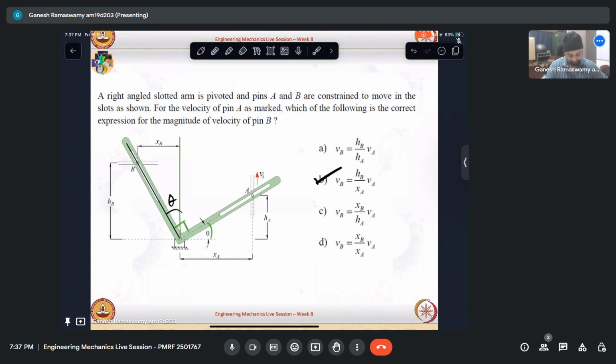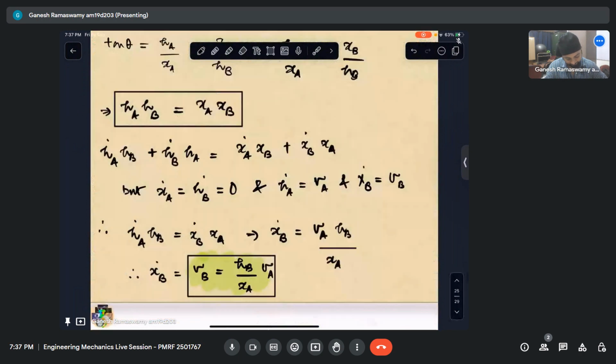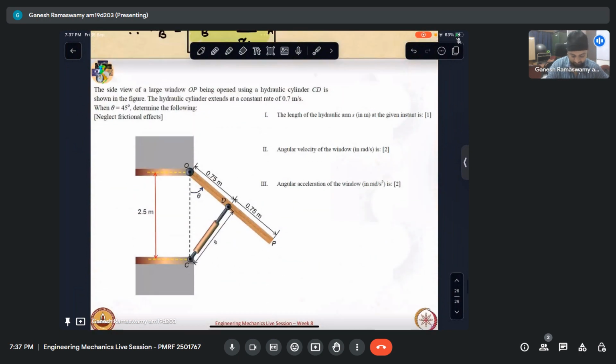So let us look at this question. The side view of a large window. So we have a window here which is having a pivot there. So that window is opened by using this hydraulic cylinder from where a piston comes out, and this is the cylinder. So this is a variable quantity. So as this increases, the window will rotate like that. That is the idea. So as this reduces, the hydraulic cylinder will go straight and the window will possibly close.